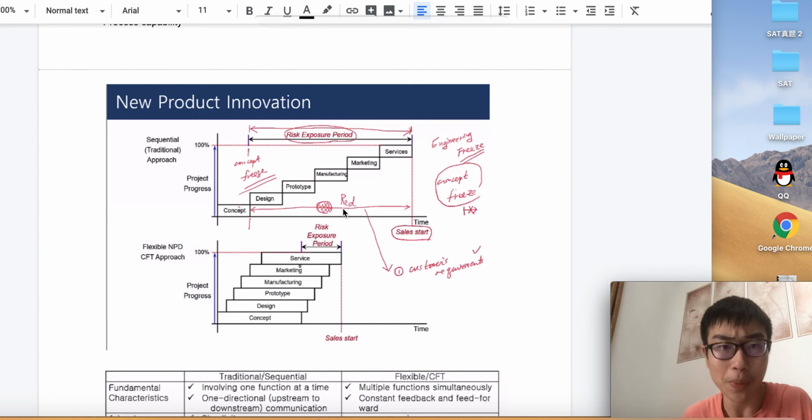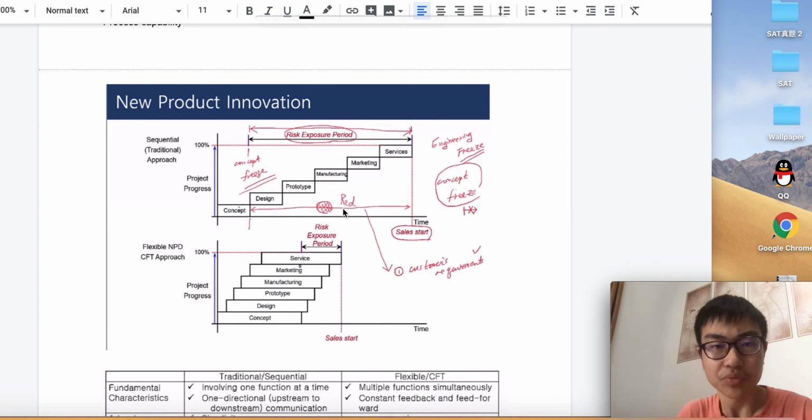You can see in a sequential approach, there's a much higher risk exposure period. The risk exposure period initiates once the product has gone to the design stage, because once the product goes to design, there's no turn back. The design handed to the prototype, there's no chance to turn back and remake this product. But on the other hand, in the flexible NPD approach, there's a turn back chance, because the risk exposure period only exists in the service stage where the product is launched in the market.